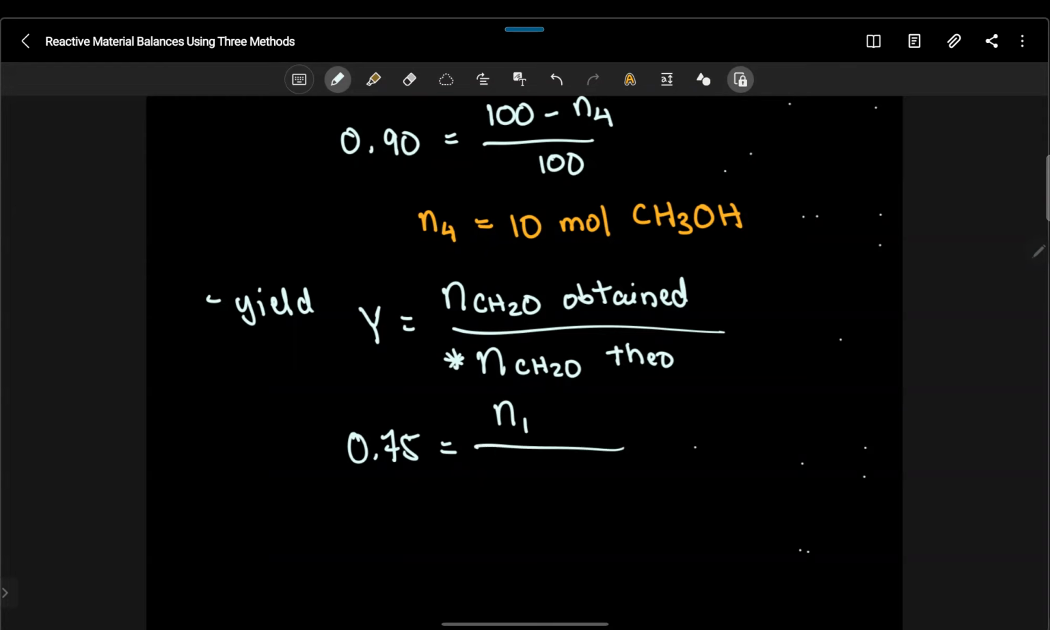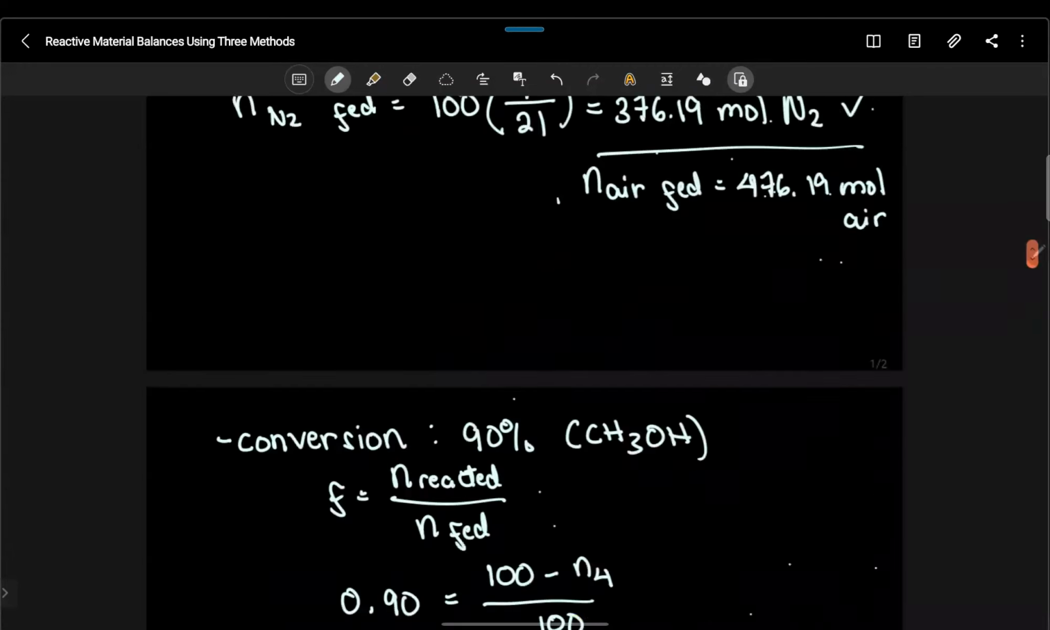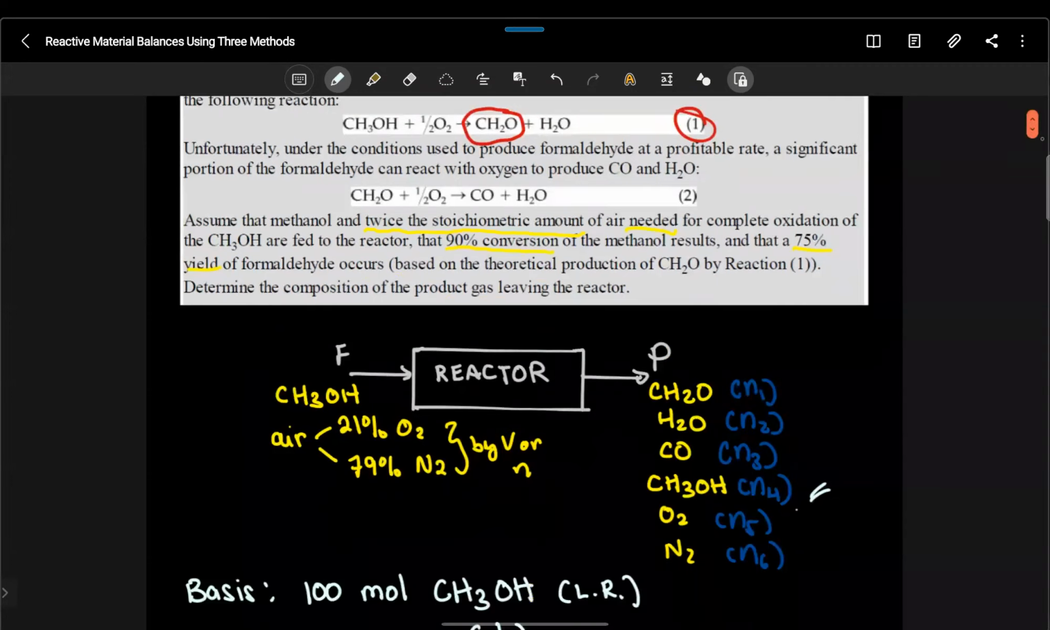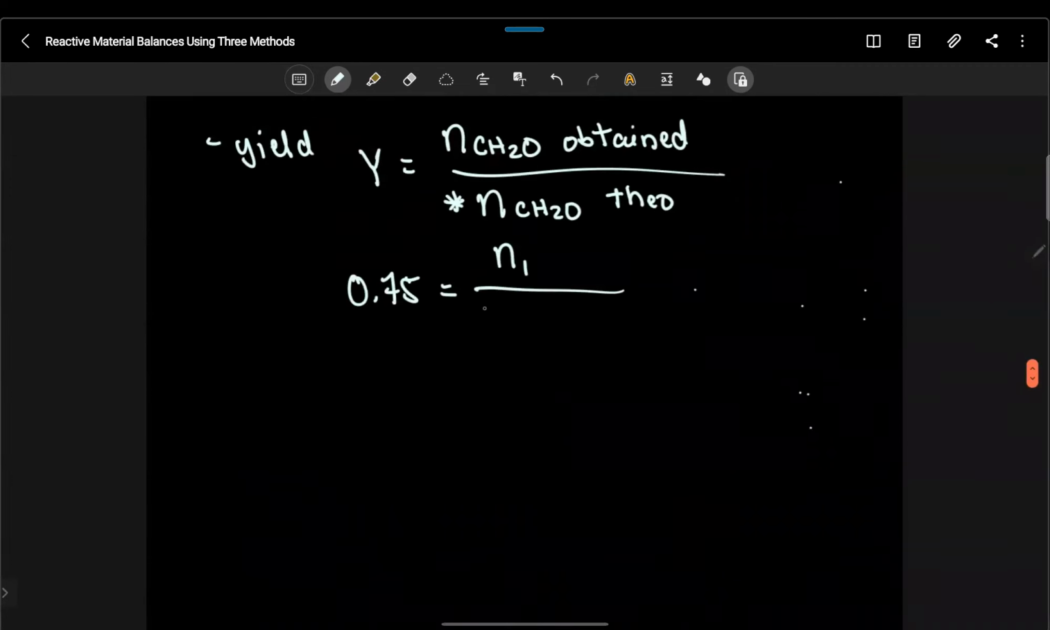Paano natin yan makukuha? Wala naman tayong given yan. So what you can do, if you go back to reaction 1, okay? Again, pakita natin ulit. So si reaction 1, ang relationship ni methanol kay formaldehyde is 1:1. Methanol being our limiting reactant. So, since we know or we have a basis for 100 moles of methanol, gawin mo lang yung 1:1. Okay, yan na yung 100 moles then therefore yung kay formaldehyde. So therefore, you will be able to compute N1 as 75 moles of formaldehyde.